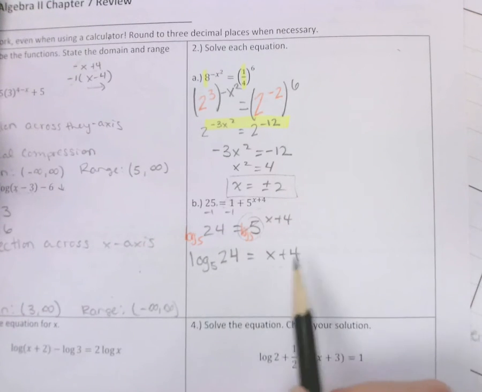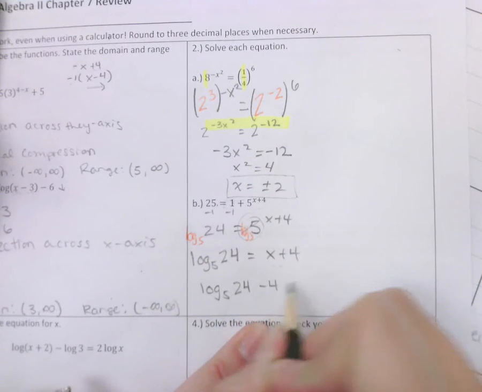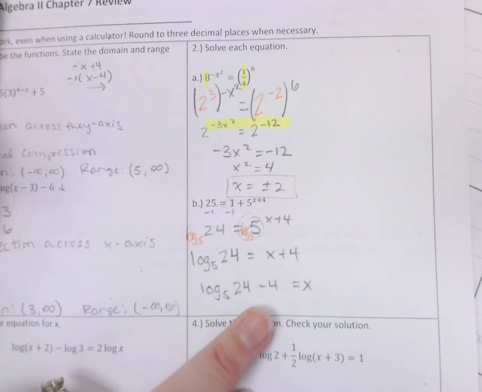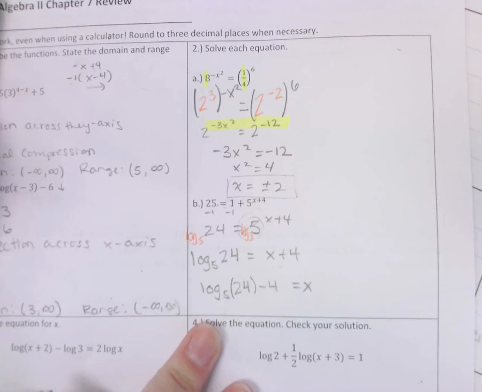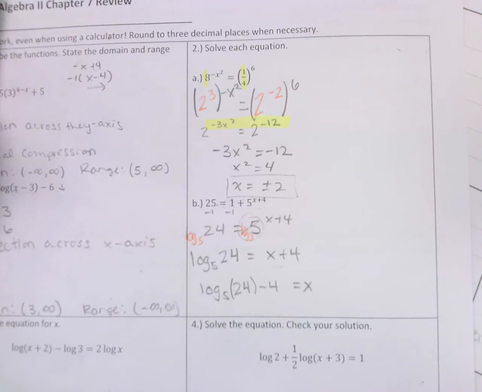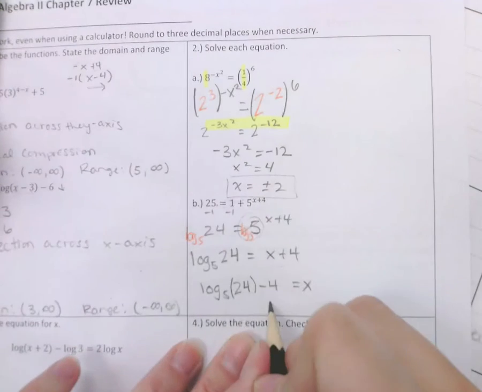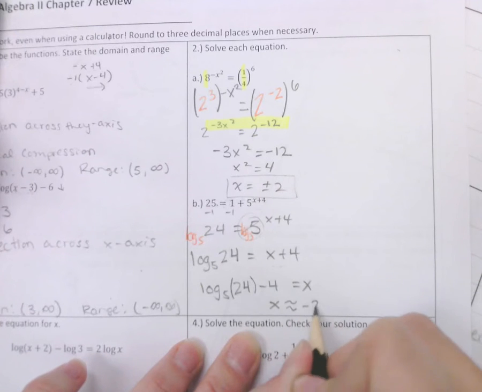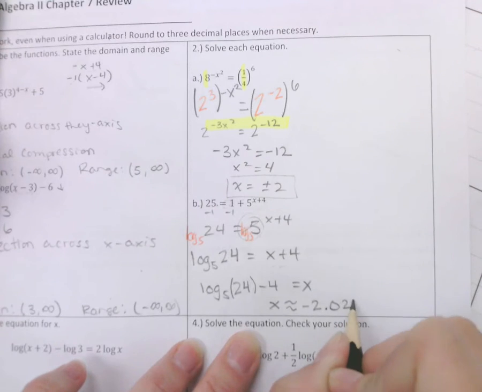And then you're solving for x, so you'll just subtract 4. Make sure that you don't combine this 4 with the 24, because they're not like terms. And you'll just type that in your calculator and get a decimal. So I get approximately negative 2.025.